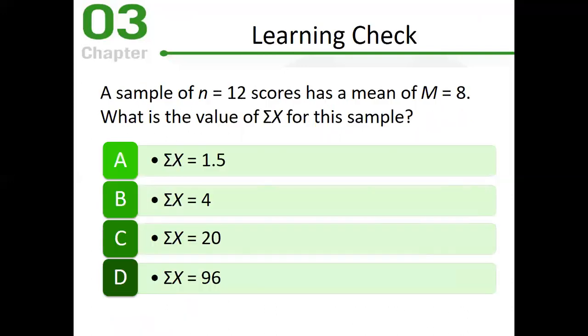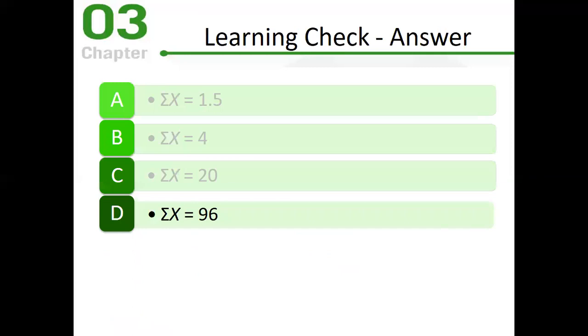Quick question here. A sample of 12 scores has a mean of 8. What is the value of the sum of x for this sample? This is a simple trick. You just multiply 12 times 8. You can work backwards in that way to get the sum of x, which is 96.